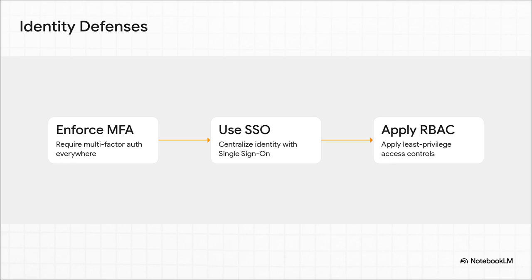Think about it. Attackers don't need to hack a firewall if they can simply log in as your VP of sales. So to stop this, the guide outlines 3 absolute non-negotiables: multi-factor authentication, single sign-on, and role-based access control. And that last one just means applying the principle of least privilege, giving people only the access they strictly need to do their day-to-day jobs and absolutely nothing more.